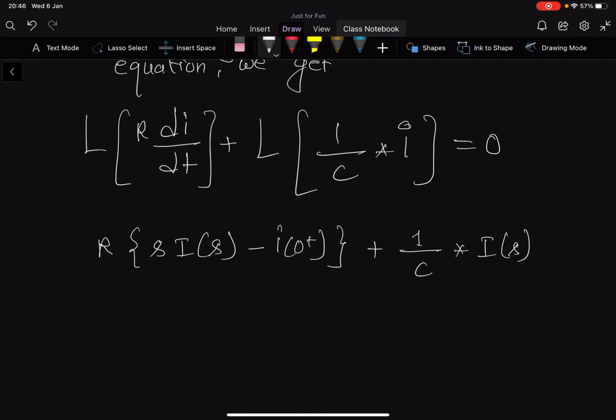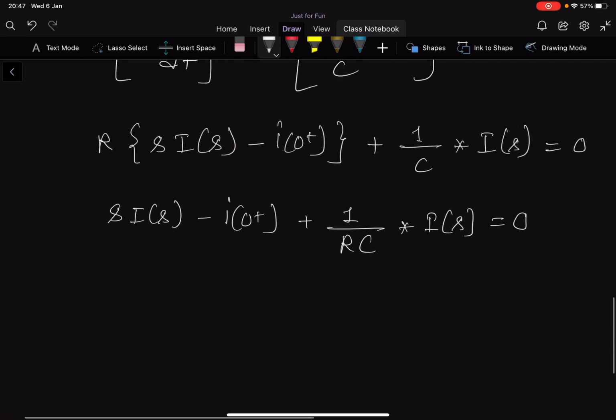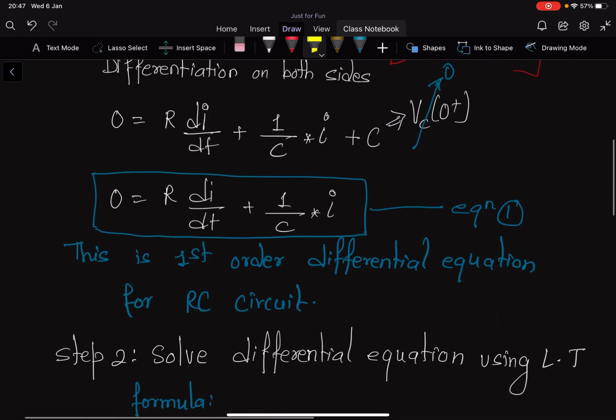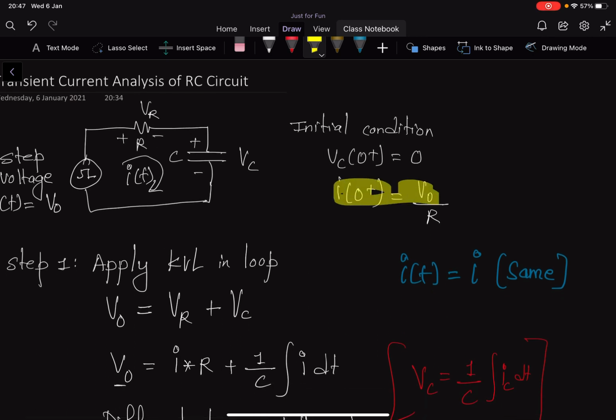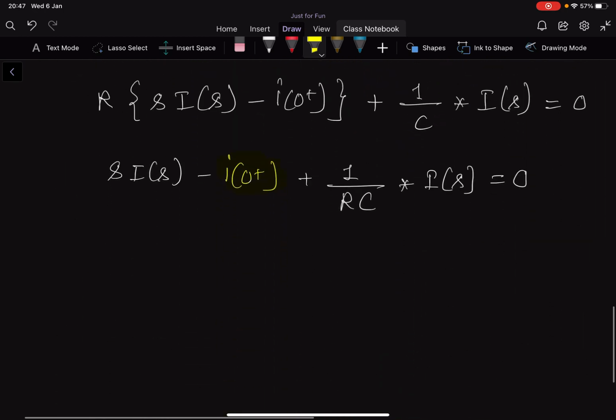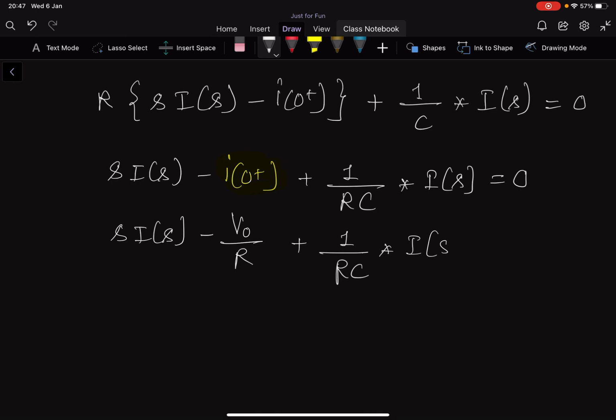Now Laplace transform takes time domain into frequency domain, equals to 0. So let's make this simpler. If we divide every side, everything by R, then we're going to get sI(s) minus I0 plus 1 over RC times I(s) equals to 0. So there is the initial condition which we need here. So what is the value of initial condition I0 plus? If you go up, the initial value is basically V0 over R. So let's use that value. So we have sI(s) minus V0 over R plus 1 over RC times I(s) equals to 0.